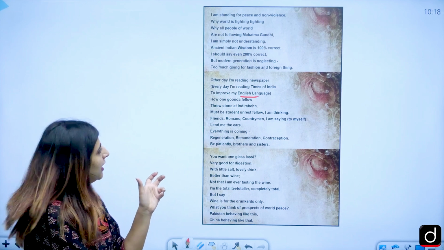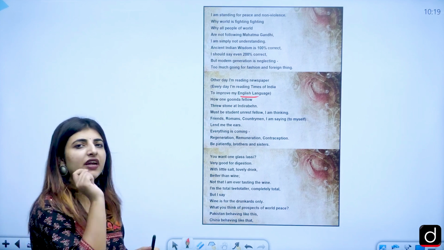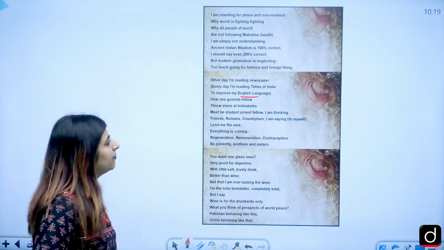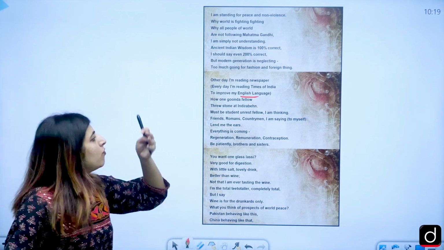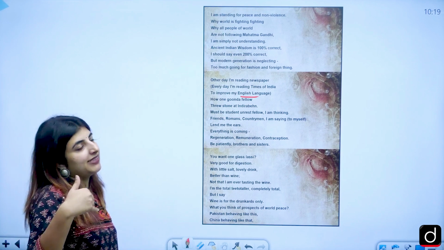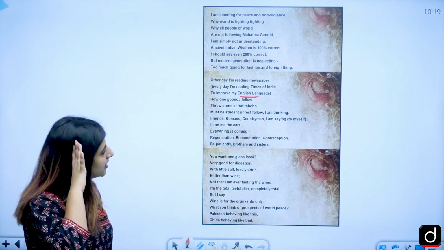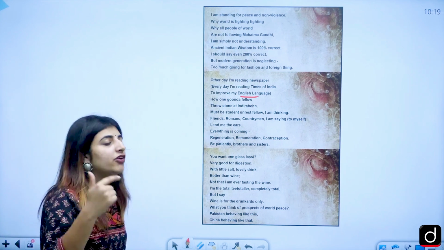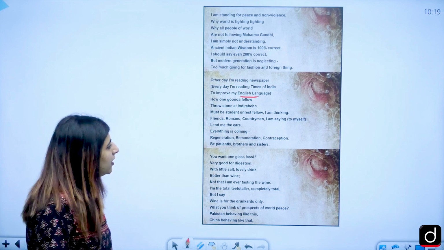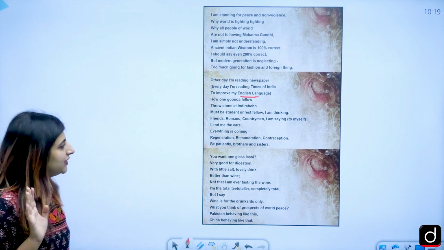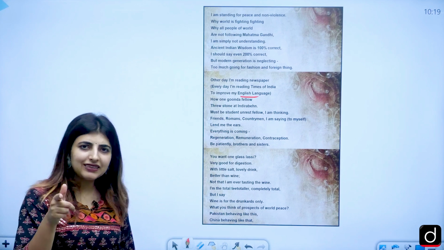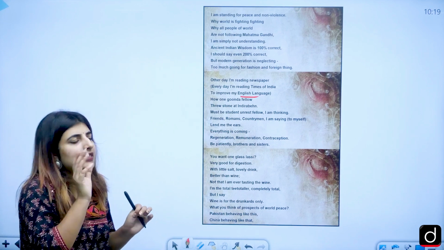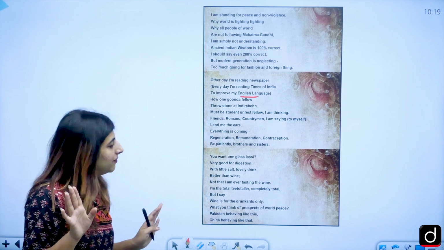How one Gonda fellow threw stone at Indira Behan. Must be the student of unrest fellow, I'm thinking. Friends, Romans, countrymen, I'm saying to myself, lend me the ears. Everything is coming. Regeneration, remuneration, contraception. Be patient, brothers and sisters. You want one glass lassi? Very good for digestion. With little salt, lovely drink, better than wine.